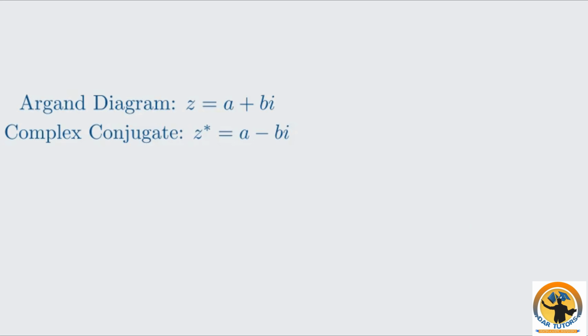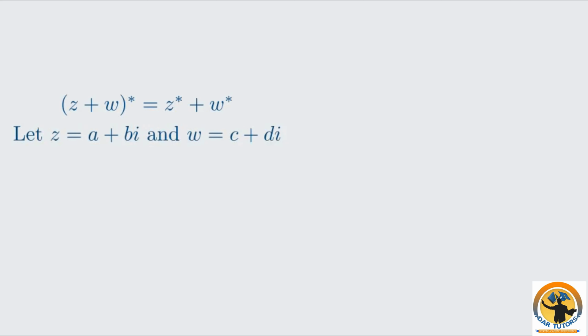Now, let's explore a key property. For any two complex numbers, z and w, the conjugate of their sum is the sum of their conjugates. That is, the quantity z plus w, all conjugated, equals z star plus w star. Let's prove this algebraically. Let's define our two complex numbers.